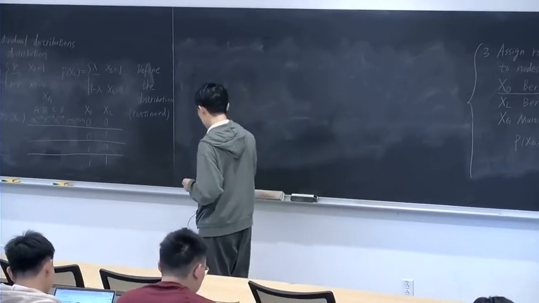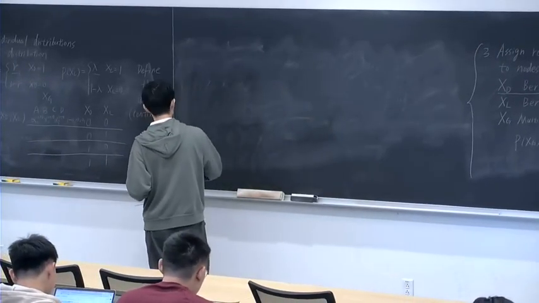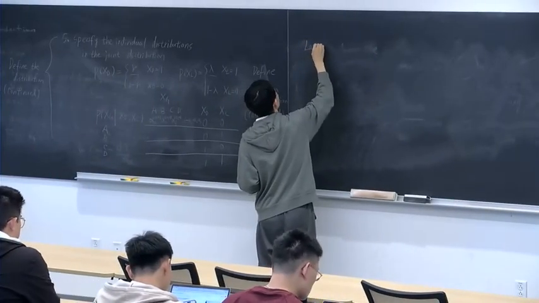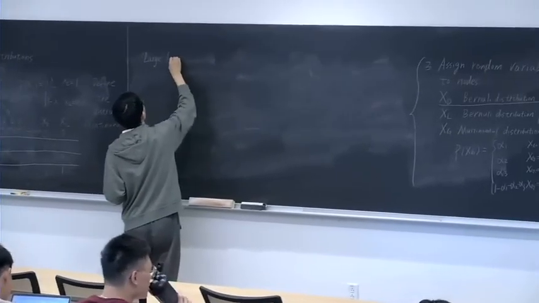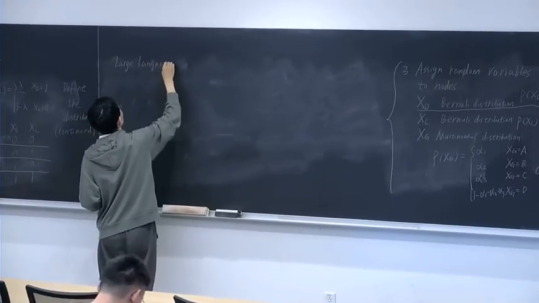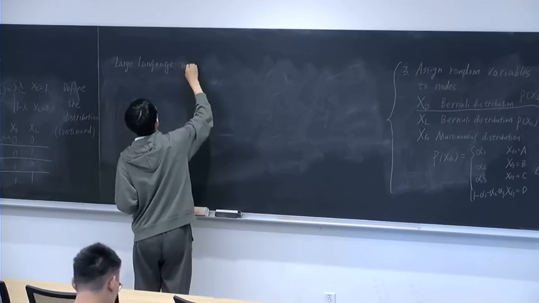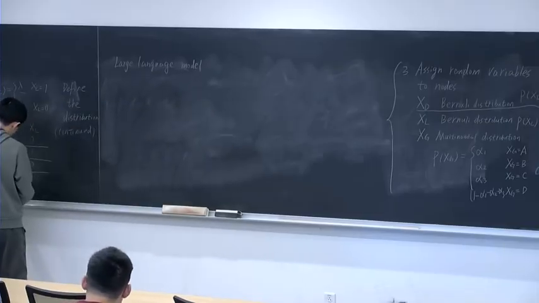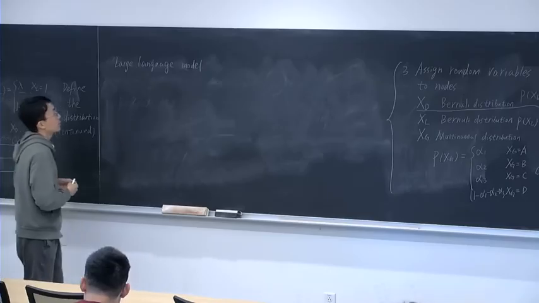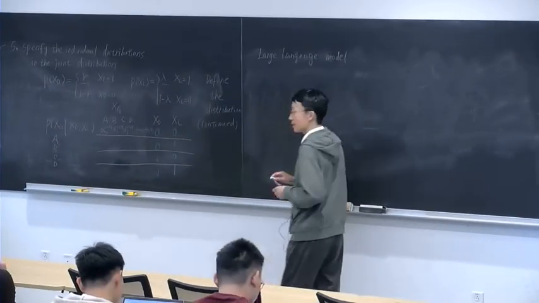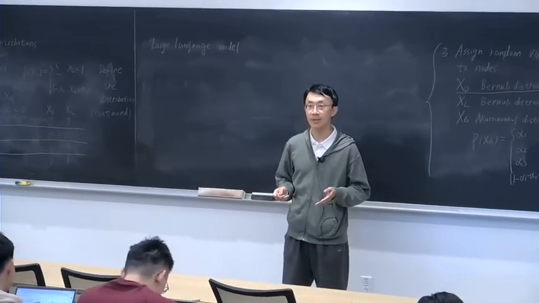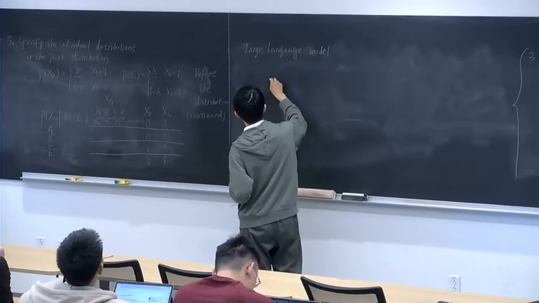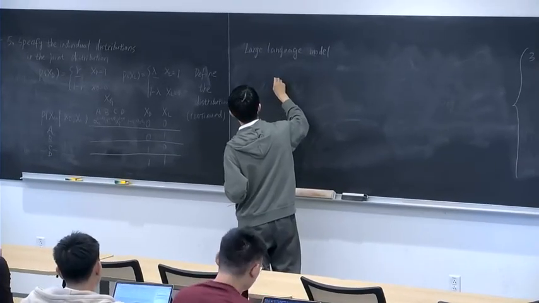Okay, now let's discuss how to follow these 5 steps to define a large language model. So a language model basically is a distribution over text, right? In a text, for example, in a sentence, we have these individual words.